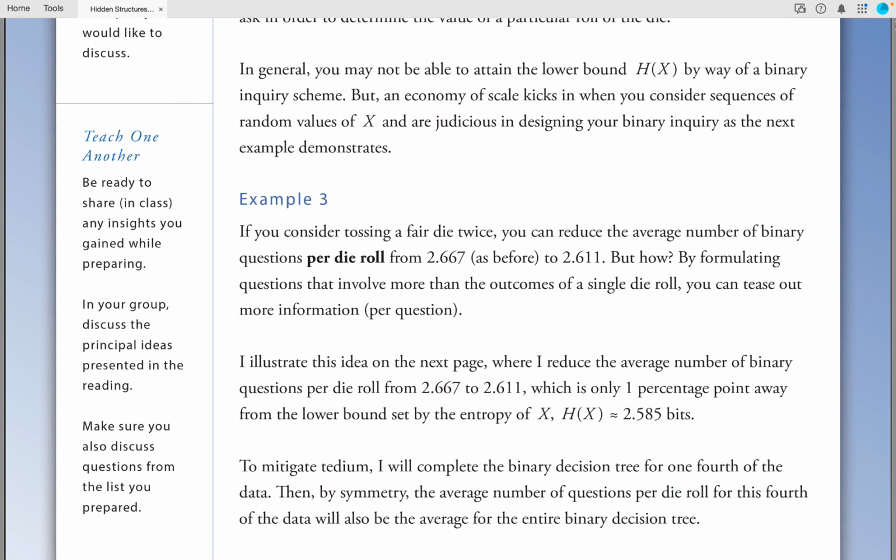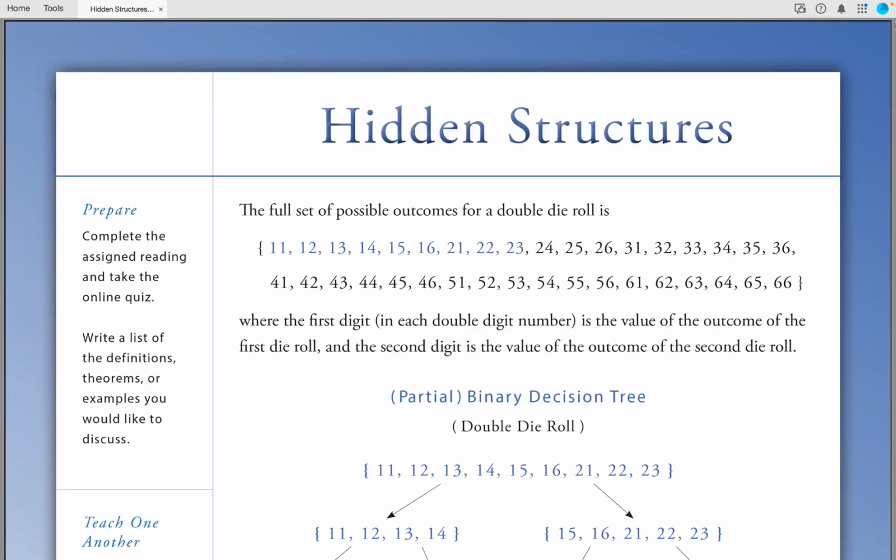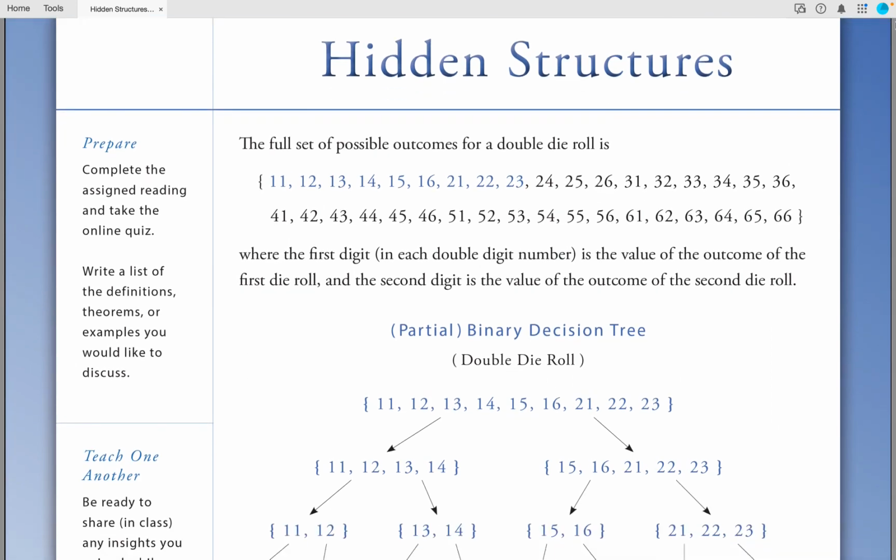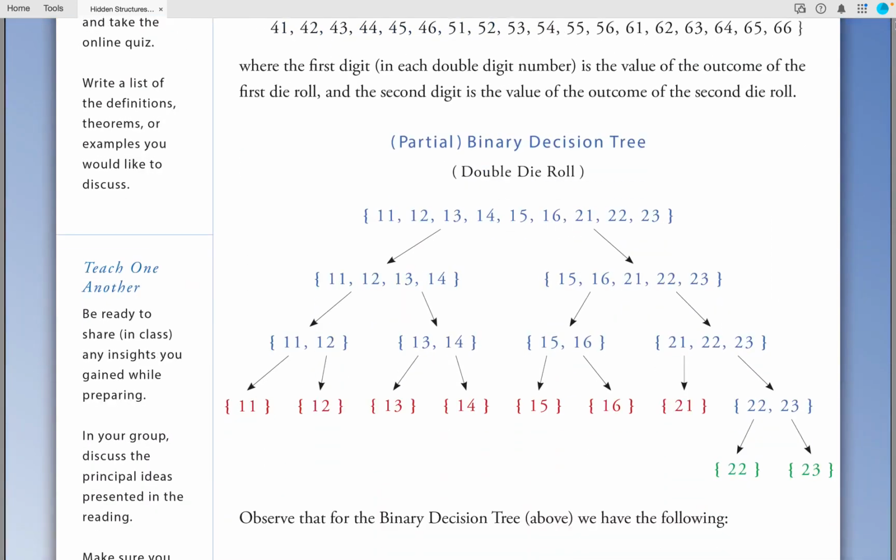Then, by symmetry, the average number of questions per die roll for this fourth of the data will also be the average for the entire binary decision tree. The full set of possible outcomes for a double die roll is as follows, where the first digit in each double-digit number is the value of the outcome of the first die roll, and the second digit is the value of the outcome of the second die roll. Here is our partial binary decision tree of a double die roll.